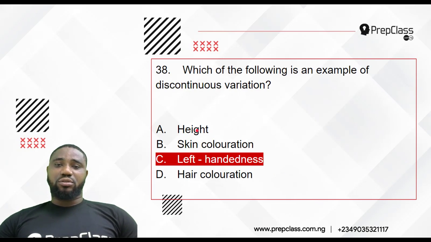Height can change, you can be tall today. When you're old, you bend. Skin color can change, it can be fair today. When you're old, you become darker. Of course, you see many ladies that when they are young, they are fair, but when they are old, they'll be darker. Hair color, of course, if you have black hair today, when you are old, it will become gray. But when you are left-handed, you are left-handed forever. So this one is a discontinuous variation since it does not change. So the correct answer is left-handedness.